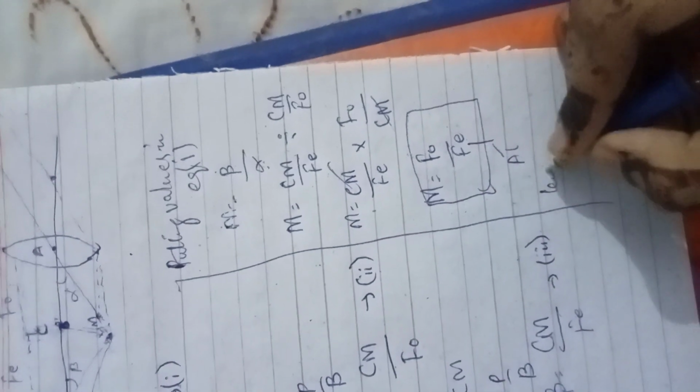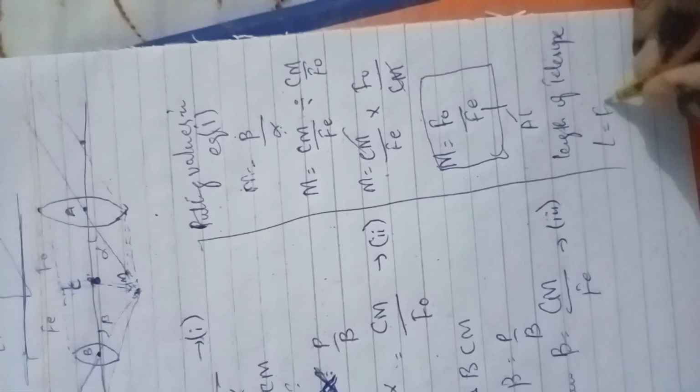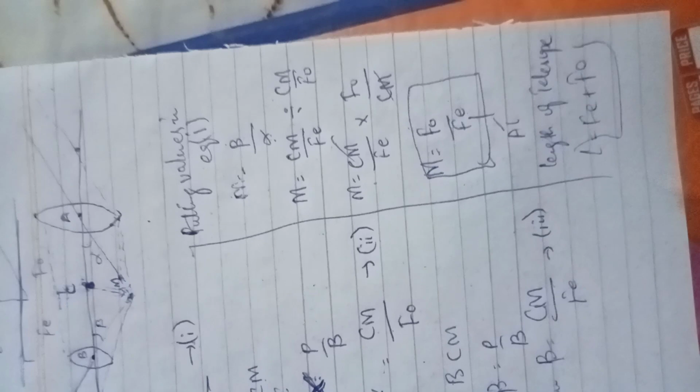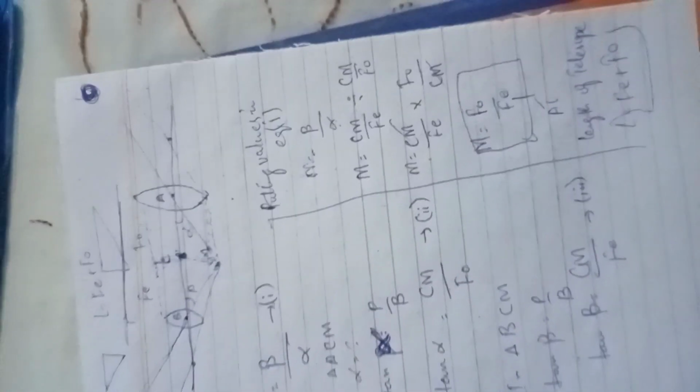Okay, and if you want to find the length of the telescope, the formula for the length of the telescope is L is equal to FE plus FO, that I have told already. Okay, so that was all about the telescope, the astronomical telescope.